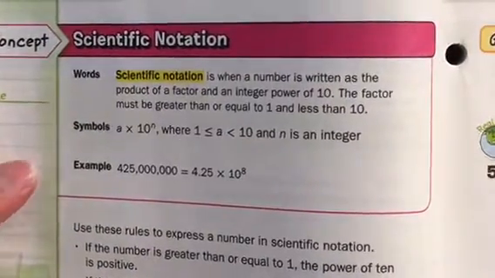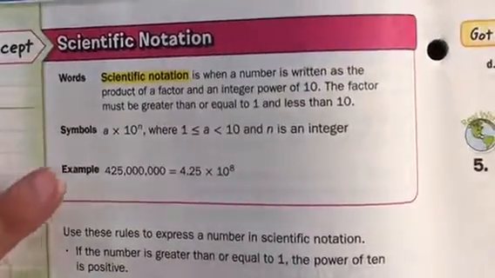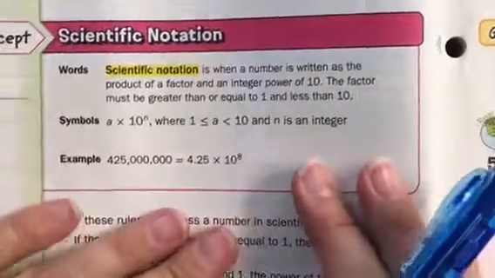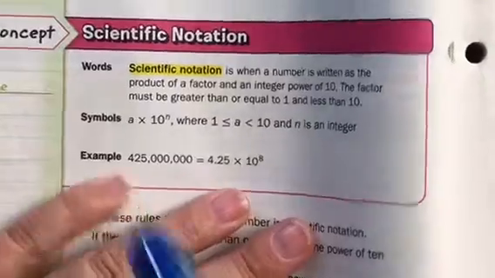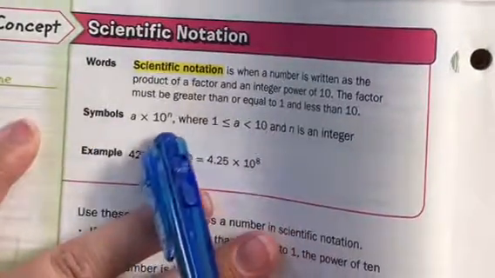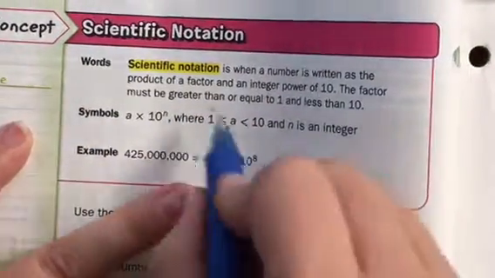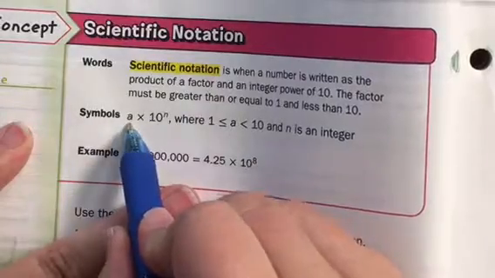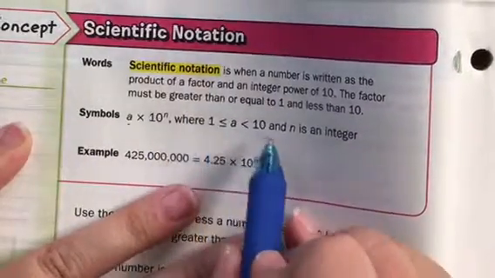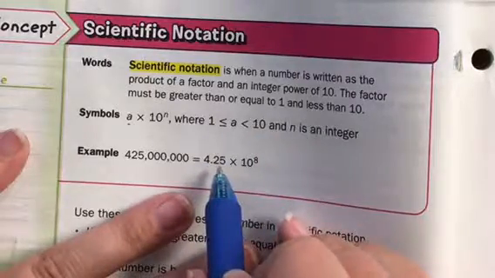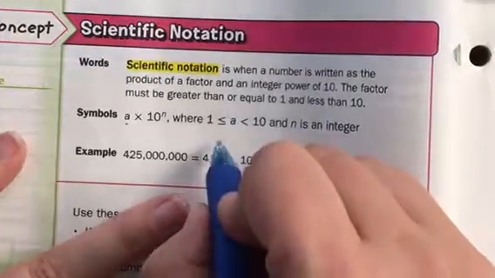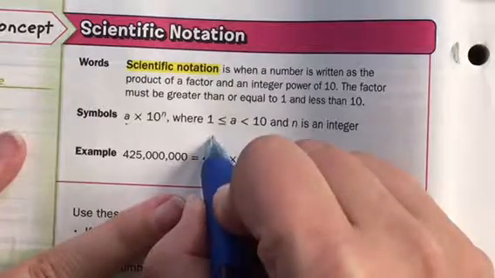Okay, so it's basically when you take a number and write it as a multiplication, timesing by something to the power of 10. So it looks like this. It'll be like a number times 10 to some power. But then the trick is this number has to be between 1 and 10. In other words, like 4.25 is between 1 and 10. So the decimal has to go after the first digit.